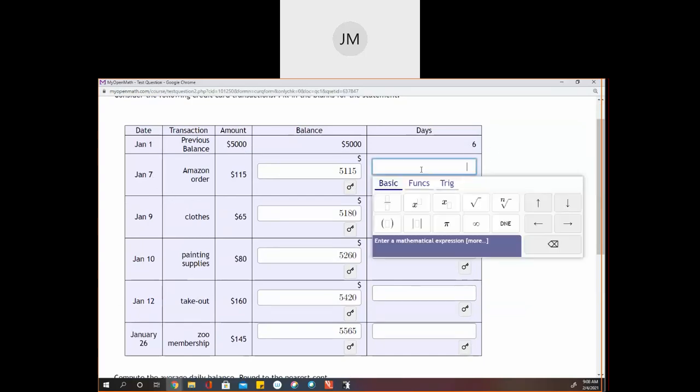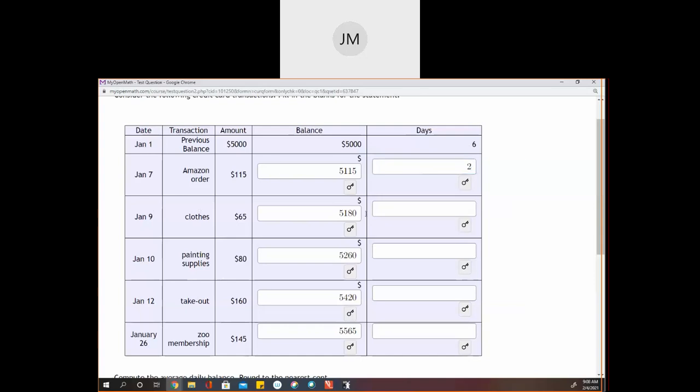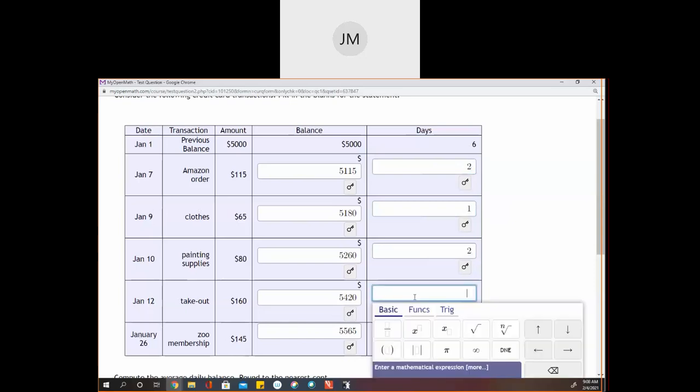From the 7th to the 9th is 2 days. Okay, 9th to the 10th is 1 day. 10th to the 12th is 2 days. 12th to the 26th, when I subtract, I get 14 days.